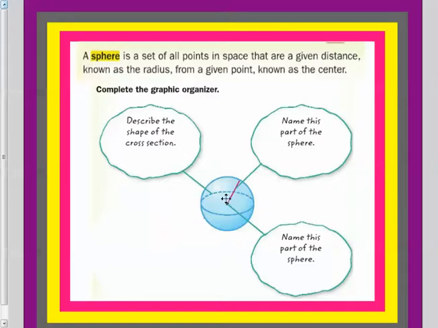Okay, so what that means is this part of the sphere is called the center. This part is the radius, just like it would be in a circle. And this cross section is what we call a circle. When we cut it across this cross section, we can call it a hemisphere. So we're talking about anything that is this shape of a sphere, a basketball, the moon, planets, shapes like that.